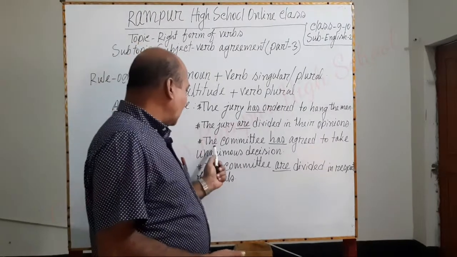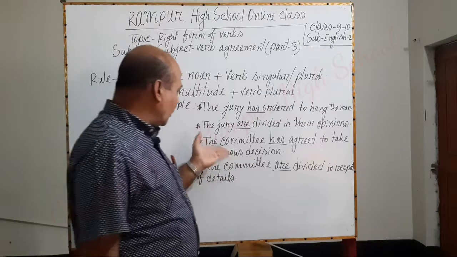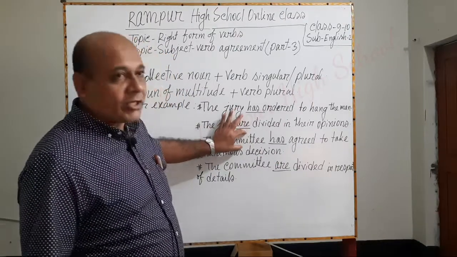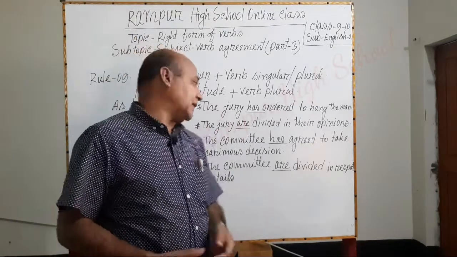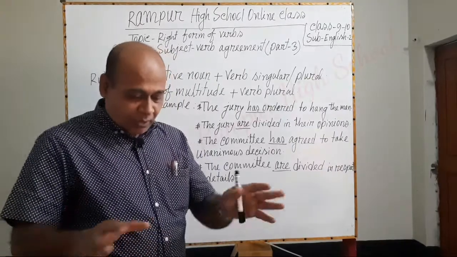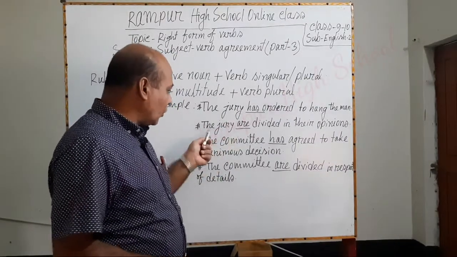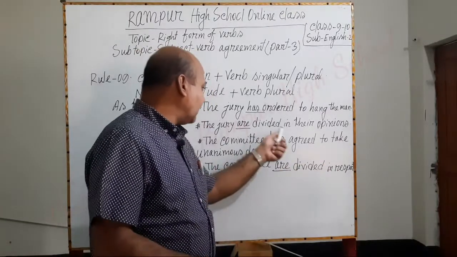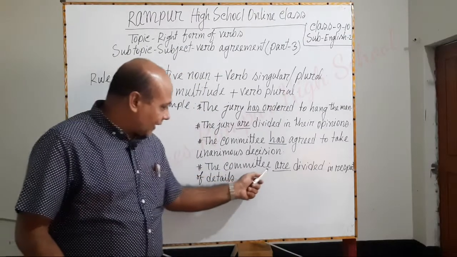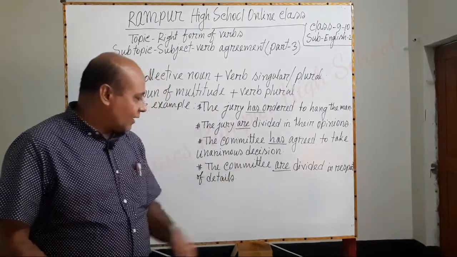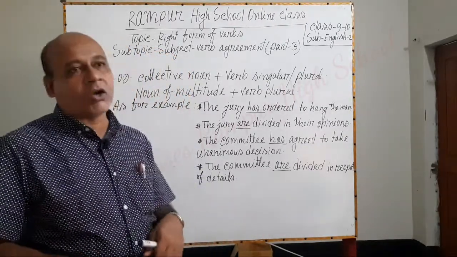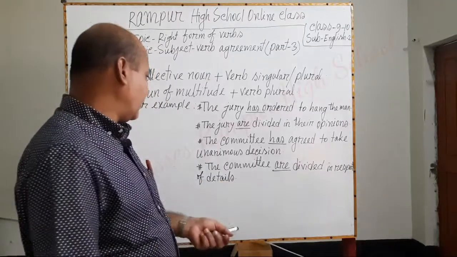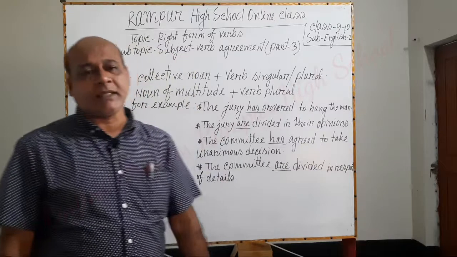In the same way, if we notice another example, we will see that the committee has agreed to take a unanimous decision. Here the committee means members of a group. All members of the group are unanimous to take any decision. In this case, the verb will be singular. When the members in the committee are divided, or they express different opinions, in this case the verb will be plural.